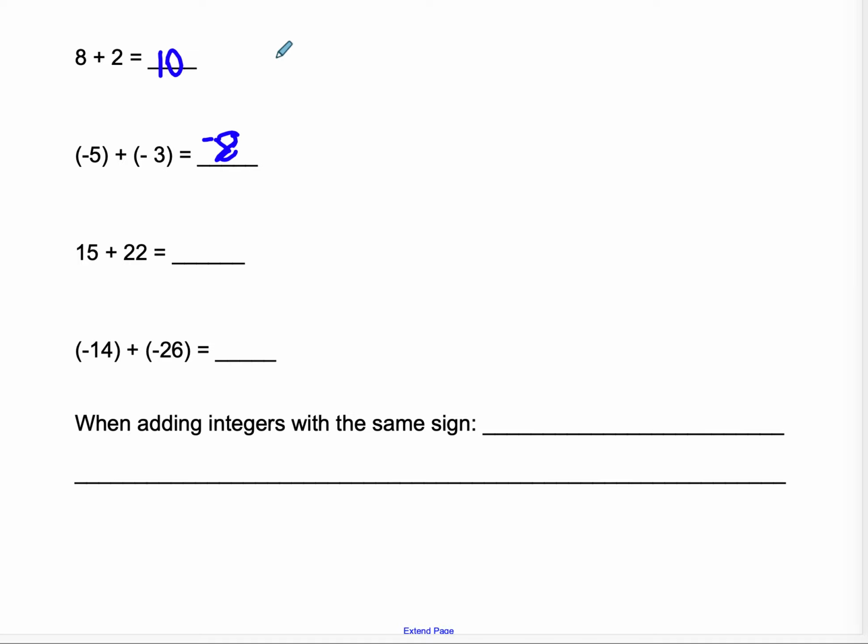Yikes, that wasn't very neat. Let me erase it. That one's going to be a negative 8. I'm going to rewrite it here so it looks a little nicer for you. Negative 8. There we go.